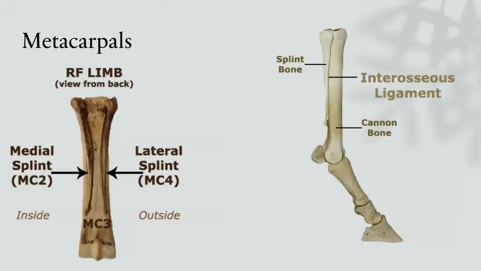I'm going to go backwards for a second here. When we look from the back side, you can see on the left-hand side those 2 splint bones coming down. And on your right-hand view, we also have a ligament in there that we're going to talk about at the end, which is your interosseous ligament. It's a small ligament that connects those 2 splint bones to the cannon bone. So they're quite tight. There's really not a true space in between them.